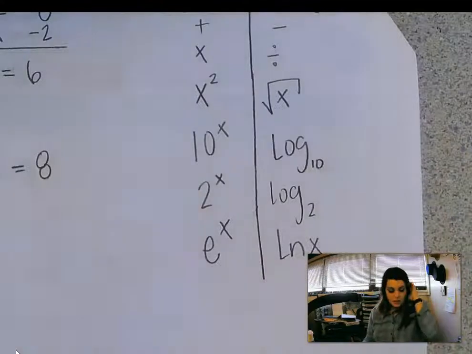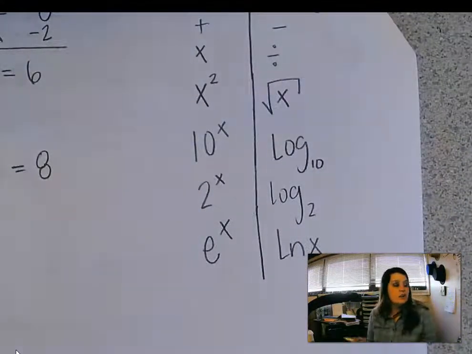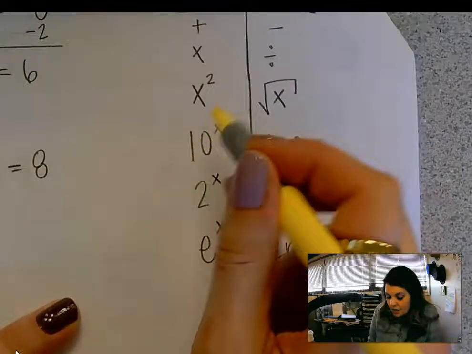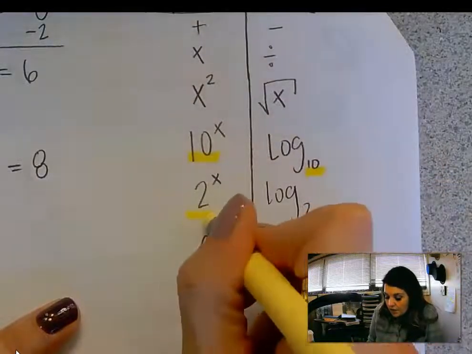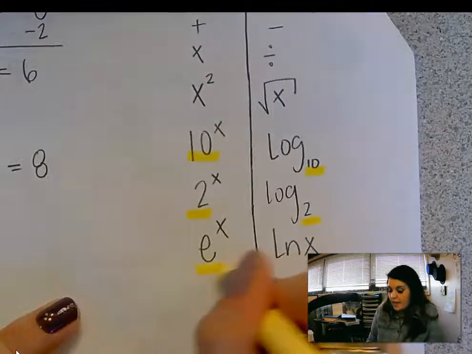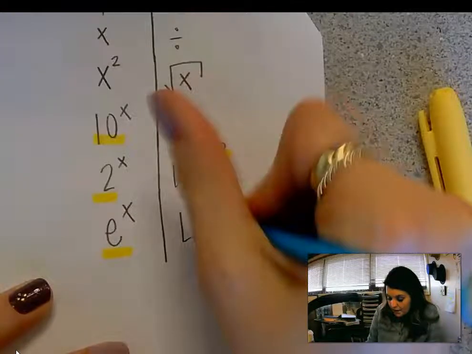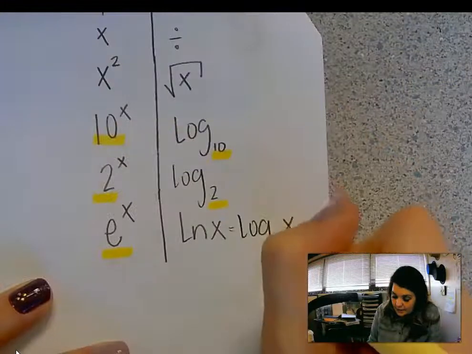So one thing to notice here is that the base number on the log and the exponent are the same. So 10 to the x, the inverse is log base 10. 2 to the x, the inverse is log base 2. e to the x is natural log, but hopefully you're remembering this is the same thing as log base e to the x.